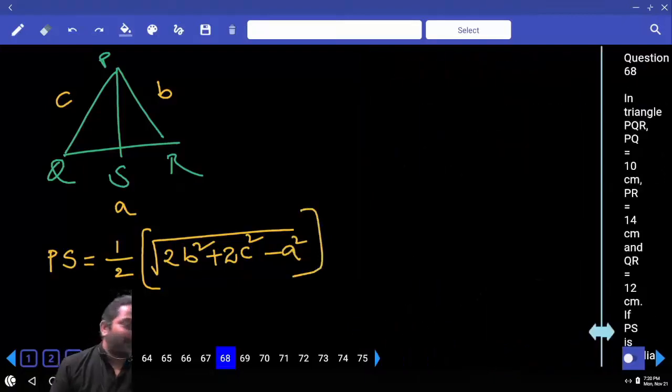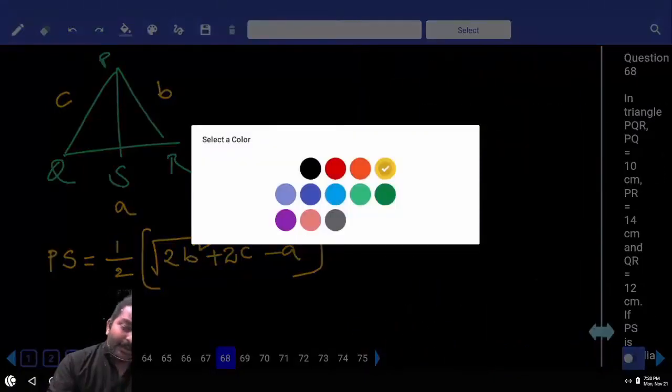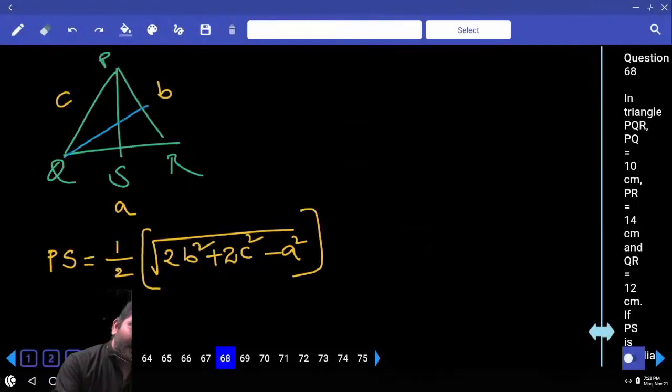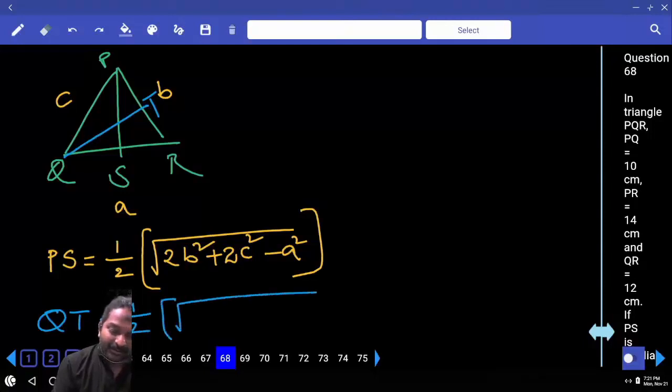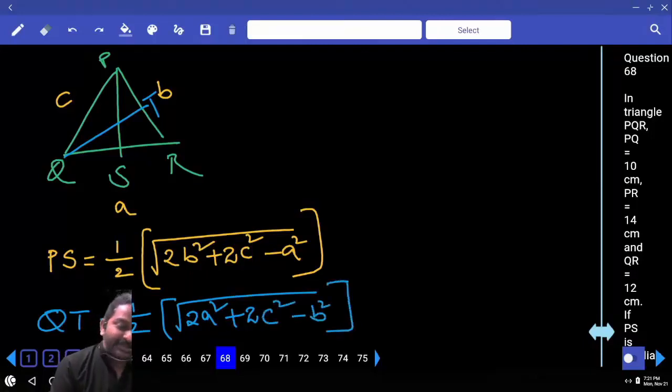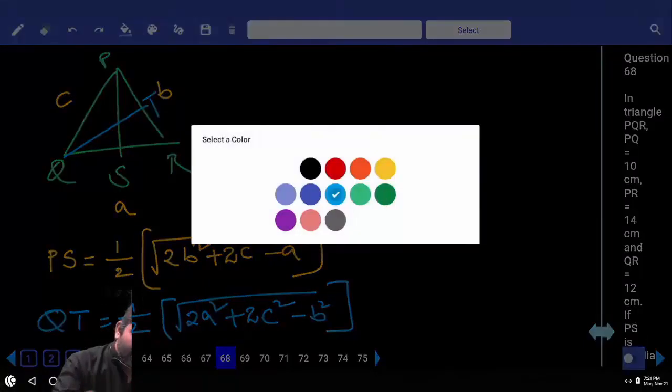This is a straight formula. If you want to calculate QT, just for your understanding purpose I am telling you, QT, to the left side and to the right side, what sides we have? A and C, half of under root of 2A square plus 2C square minus B square. Got it?